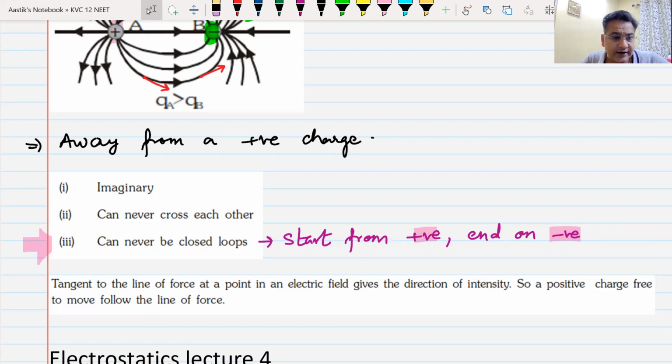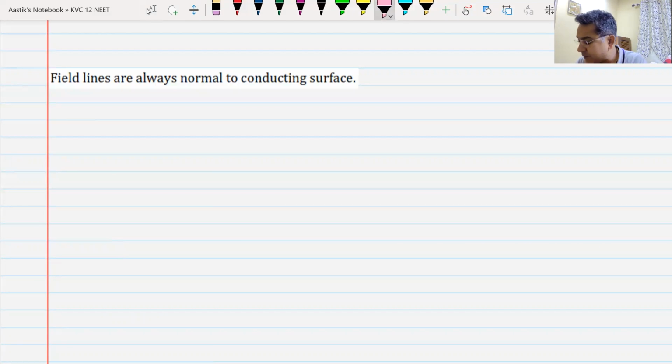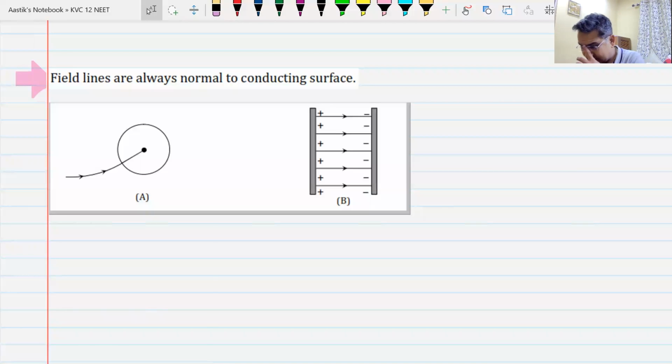Okay. Then the next is electric field lines are always perpendicular to a conducting surface. If there is a conducting surface, electric field lines are always perpendicular to it. So whenever you have a conductor or a conducting surface, electric field lines are always perpendicular to it. For example, here, this is a conducting surface and this is a negative conductor.